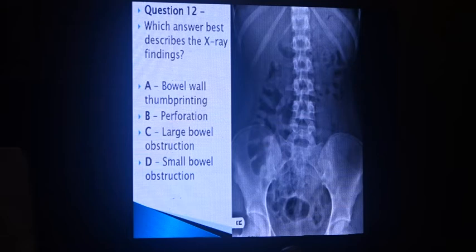Yes, answer for this question. Bowel wall thumb printing, perforation, large bowel obstruction or small bowel obstruction? Yes, I have already demonstrated all the X-rays from my presentation.